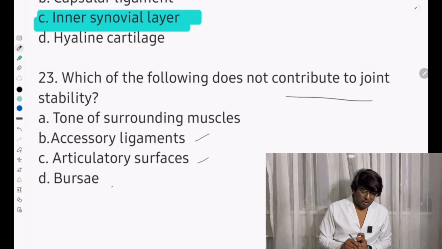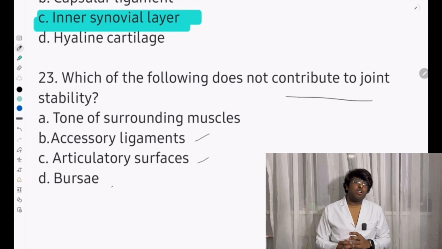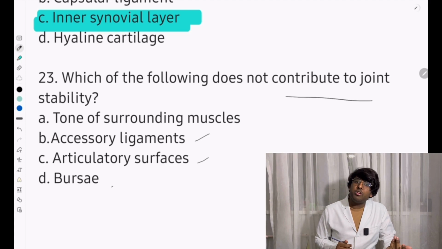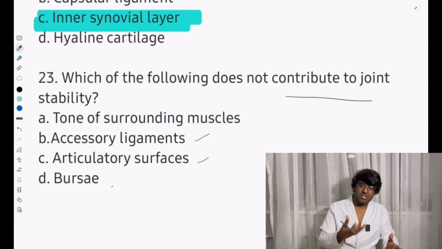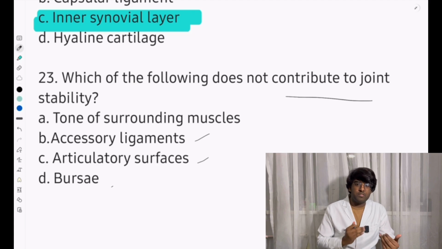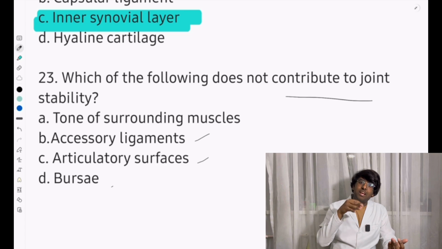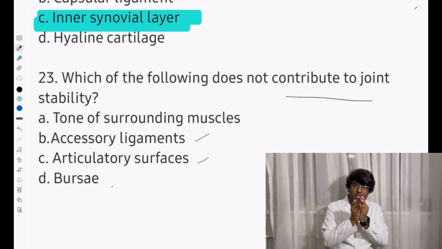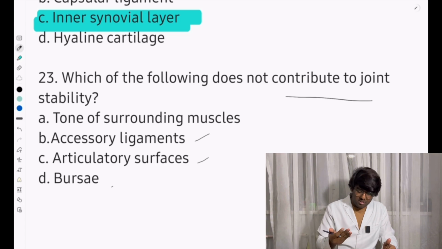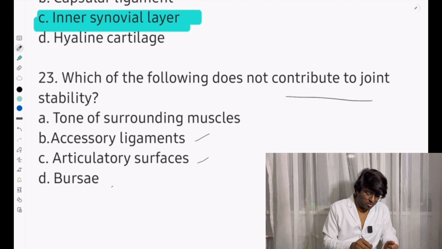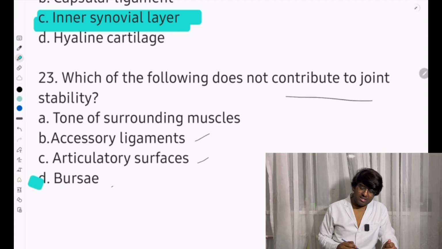Here, the bursae will be the answer. You know why? The bursae do not contribute to joint stability. They are like ligaments, bounding some structures together. Like in your cervical vertebrae, between the axis and atlas, there is a presence of bursae, which connect or bind these inner surfaces, holding everything together. It doesn't mean they contribute to joint stability. So option D, bursae, is the answer.